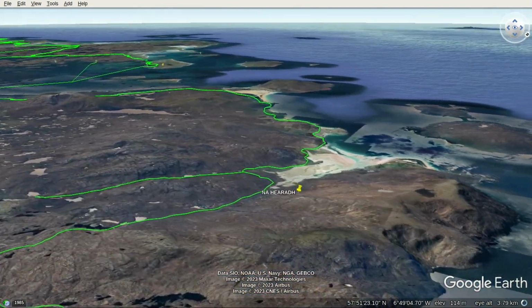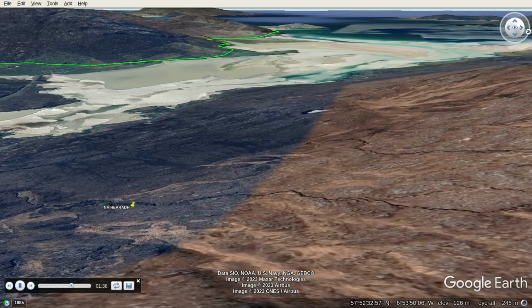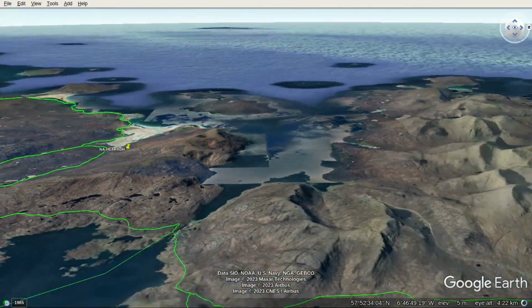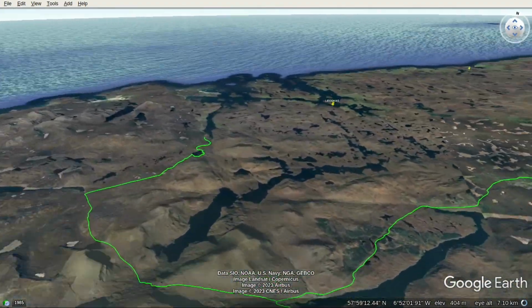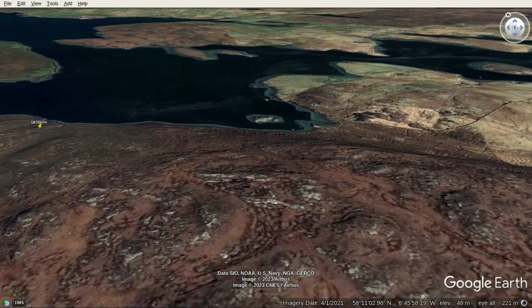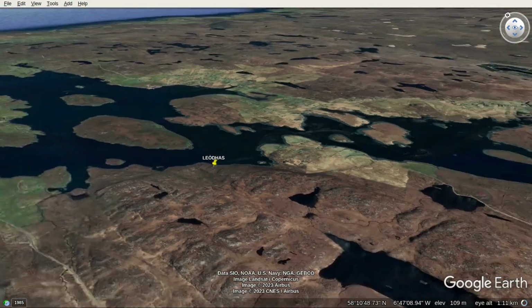And this is Na Hearadh, or Harris. It's where they make the tweed. And this is Luskentyre, Luskin's land. It's one of the most beautiful places I've ever visited. And as we move to the north, we come into Lewis, and we can see from the spelling of Lewis in Gaelic that this was the lands of the clan MacLeod, hence why it's called Lewis.